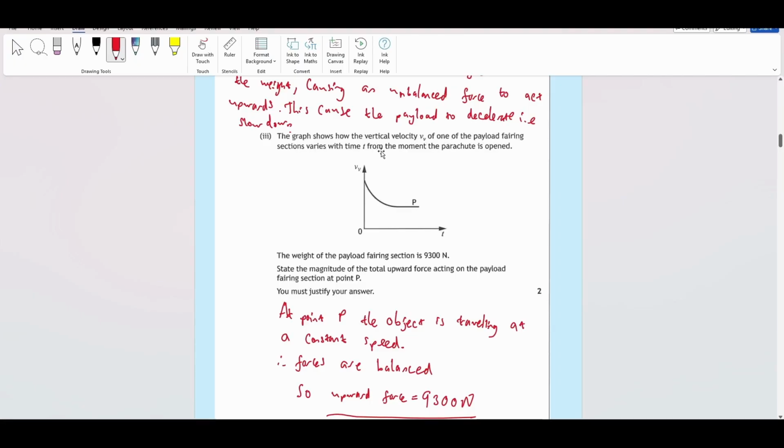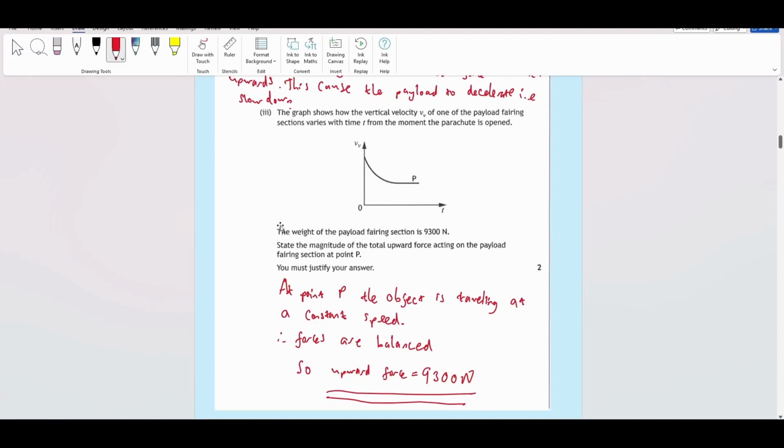Part 3 says the graph shows how the vertical velocity (vv) of one of the payload fairing sections varies with time t from the moment the parachute is opened. The weight of the payload fairing section is 9,300 newtons. State the magnitude of the total upward force acting on the payload fairing section at point P.